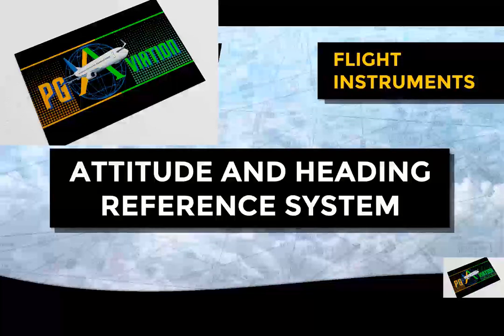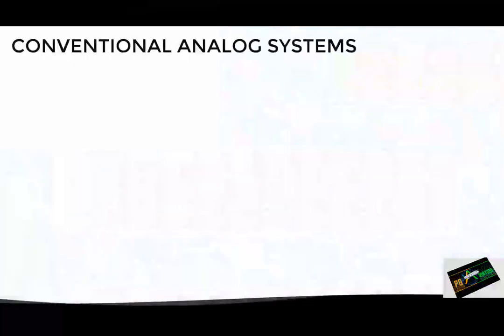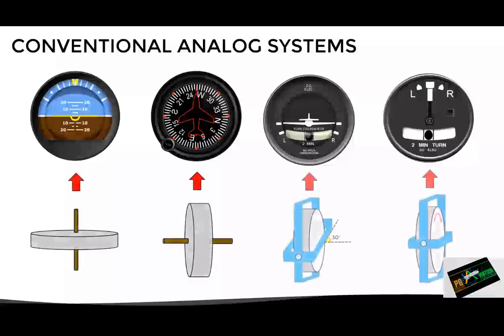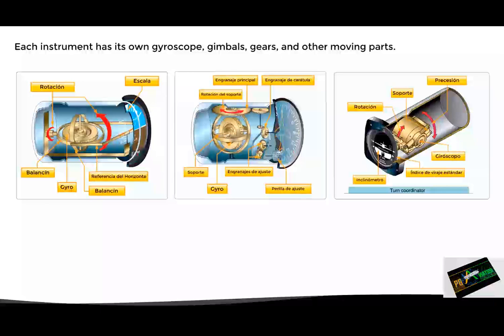We will talk about the attitude and heading reference system, which, like the air data computer, has helped the transition from the conventional analog instruments to the new digital systems. However, before going into detail with this system, we must see how conventional analog instruments work. In the case of gyroscopic instruments, each one has its own gyroscope specifically designed to measure a certain parameter. This means that each instrument has its own gyro, gimbals, gears, and other moving parts.